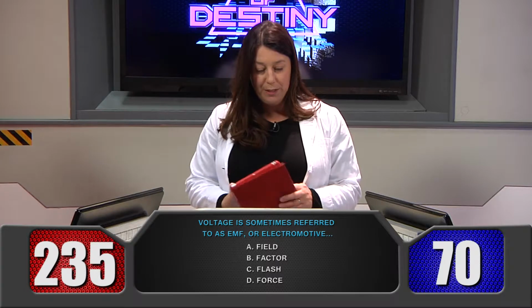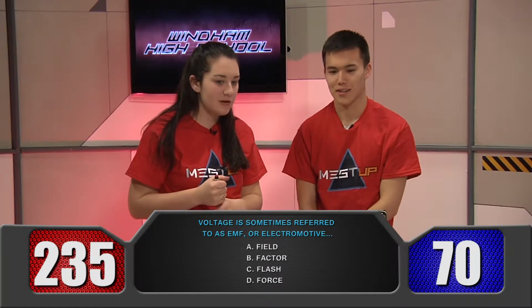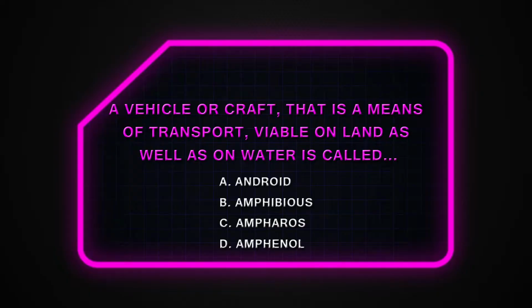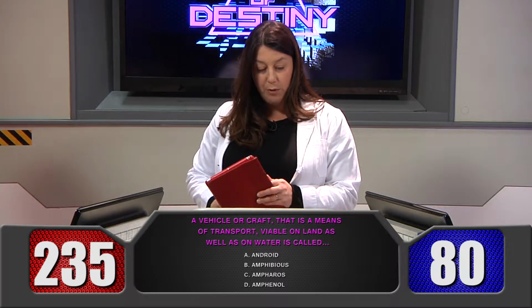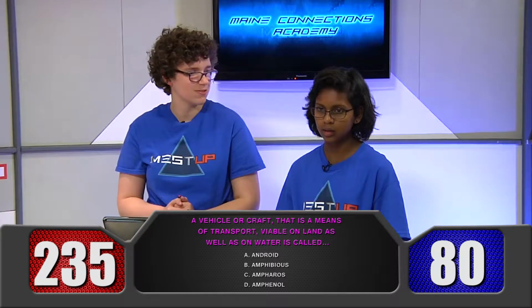Red team, your choice. Let's do engineering. Engineering for 10, please. Okay. A vehicle or craft that is means of transport viable on land as well as on water is called which of the following? Blue team. B, amphibious. Correct.